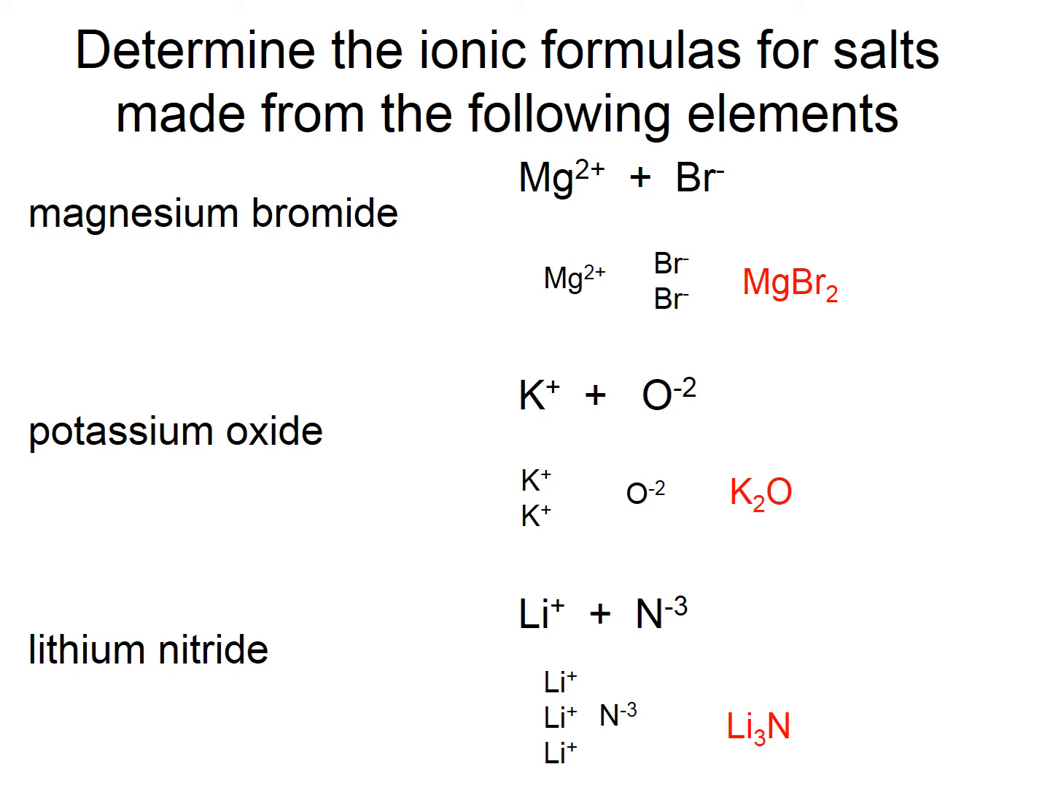Potassium oxide. Potassium is +1, oxygen is -2, so we need 2 potassiums per oxygen. Lithium nitride, lithium is always +1, nitride is -3, so it's 3 lithiums per nitride.